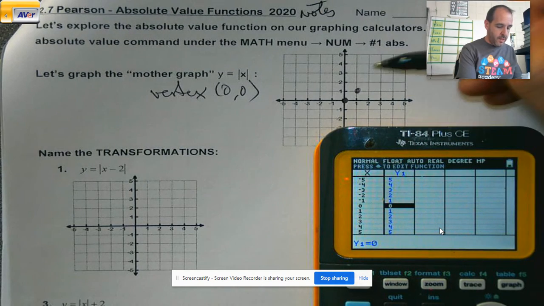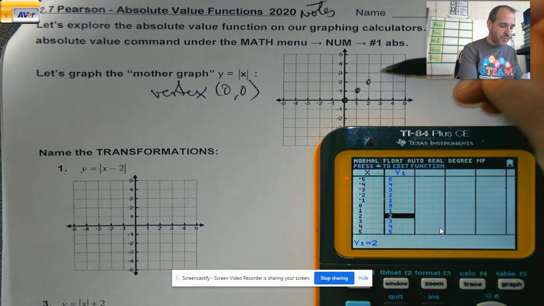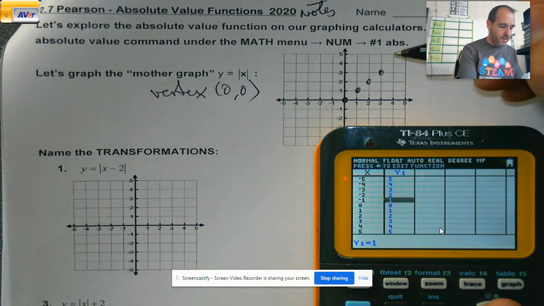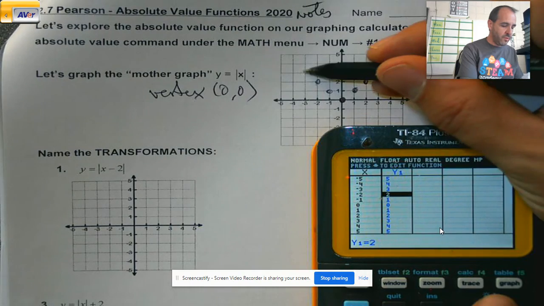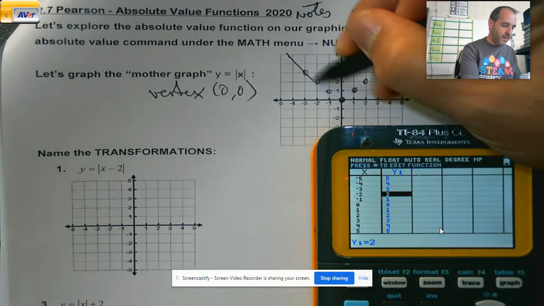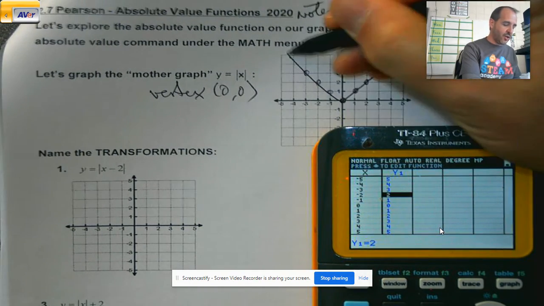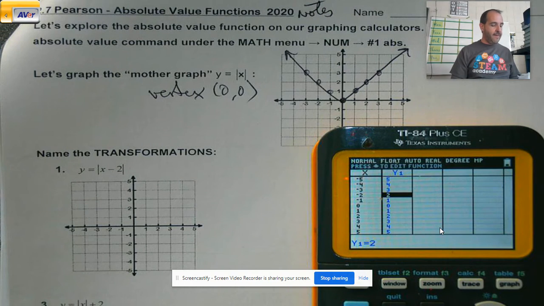So 1, 1, if I go this way, 2, 2, 3, 3. We don't have to go forever. Negative 1, 1, negative 1, 2. Okay, and we get this V shape, and don't forget your arrows. That's the graph we base everything off of.